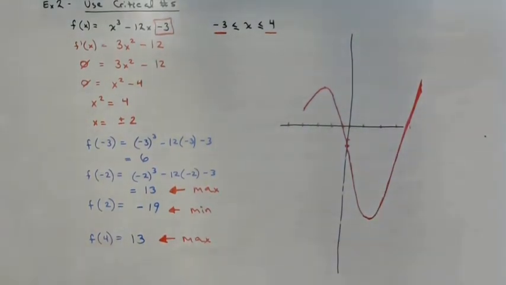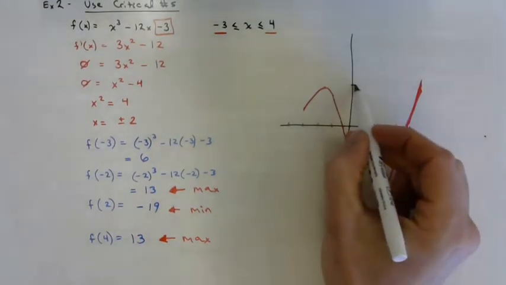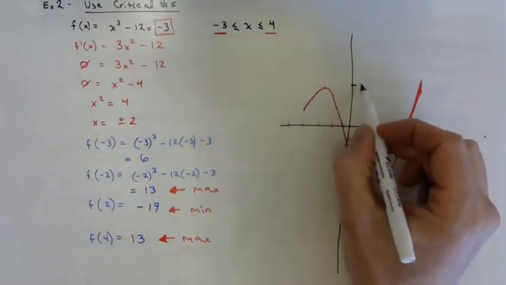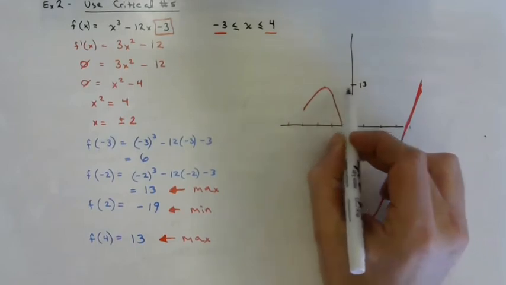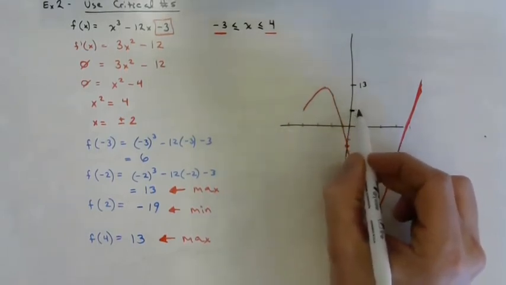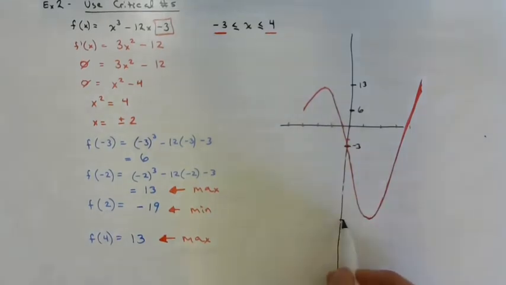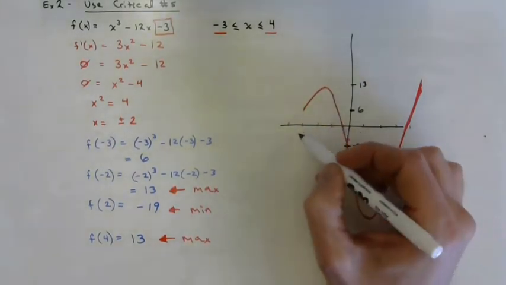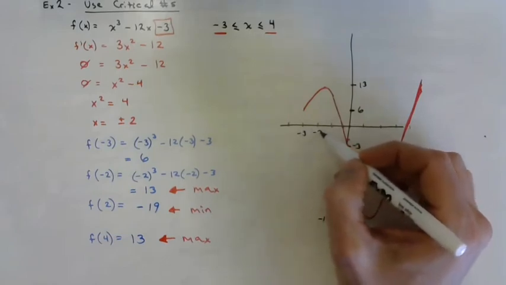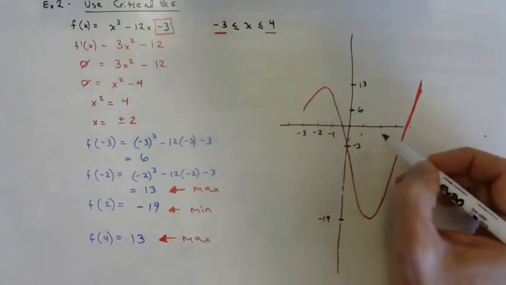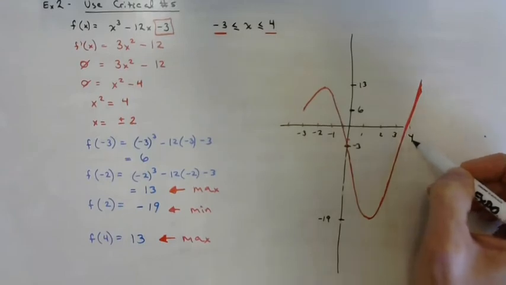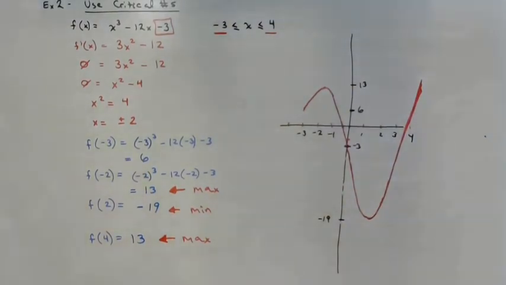And if you want to put some of the key points on here, we said our local max, our absolute max was going to be here at 13. This critical point is at 6. This was negative 3. Down here was negative 19. And where do they occur? They occur at negative 3, negative 2. And you get a pretty good sketch.